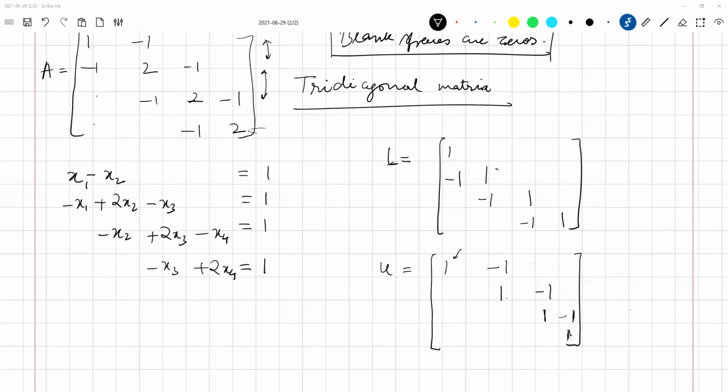Are you done? Sanjeev, are you there? Yes, sir. So what will be the first step? LU, the first step is LC is equal to B, where B is the right-hand side. Try to find out the value of C.